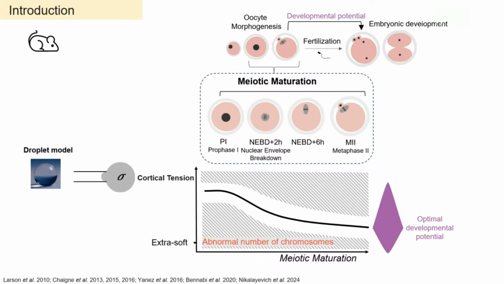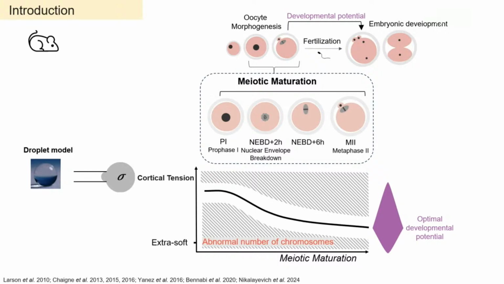In particular, by using engineered oocytes, for example, the extra soft model, it has been shown that extra low cortical tension is associated with an abnormal number of chromosomes. So all these results show that the cortical tension, and more specifically the mechanical properties of the cells, could be used as a promising biomarker to assess oocyte quality.